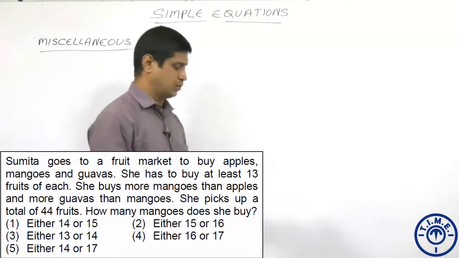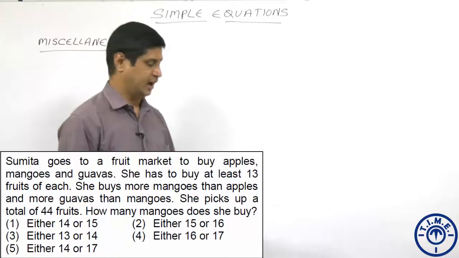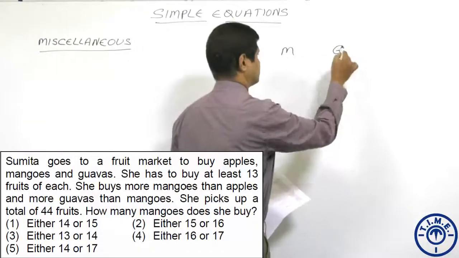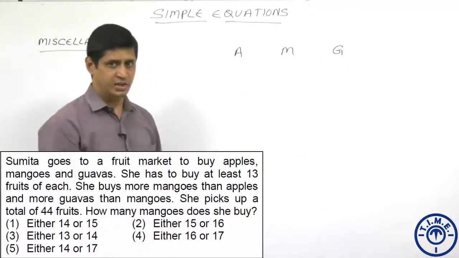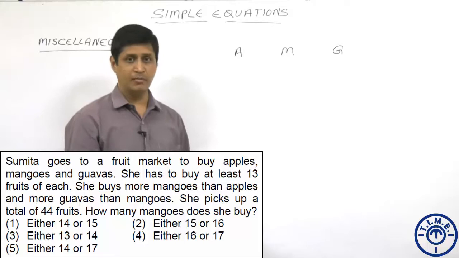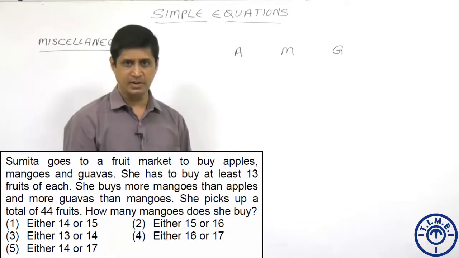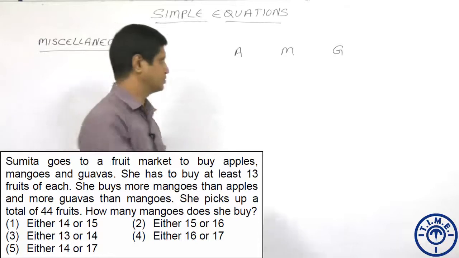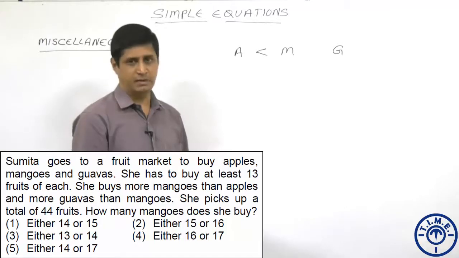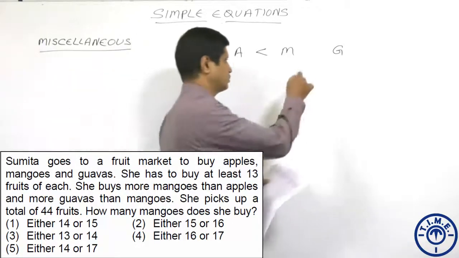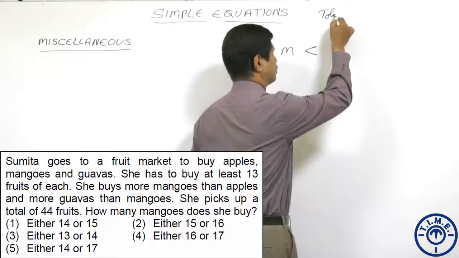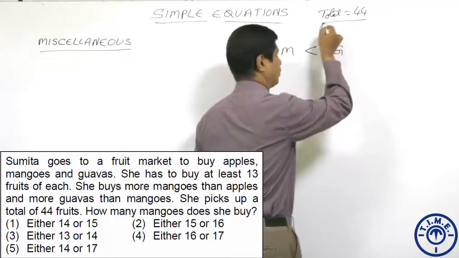Now, Sumita goes to a fruit market to buy apples, mango and guava fruits. What is the relation here? A represents apple, M represents mango, G represents guava. The number of mangoes is more than the apples, means apples are less in number when compared to mangoes. So, apples are less than mangoes. What about the guava fruit? It is more than mangoes, means mangoes are less than guava fruits. So, this is the relation. What is the total number of fruits? It is 44.